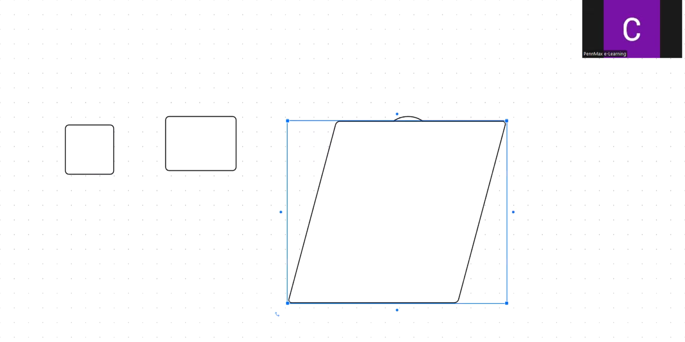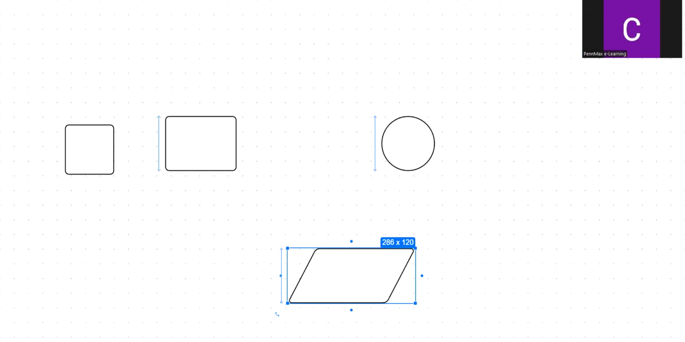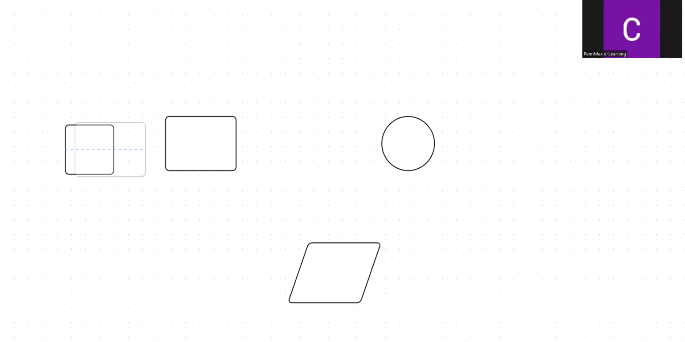So let me move this to somewhere else. We'll just make this big. I'm putting it right here so that we can just talk about these three. Actually, these four, because we're talking about triangles also. So these are the four main shapes that we're going to talk about: squares, rectangles, triangles, circles, and later, a rhombus.